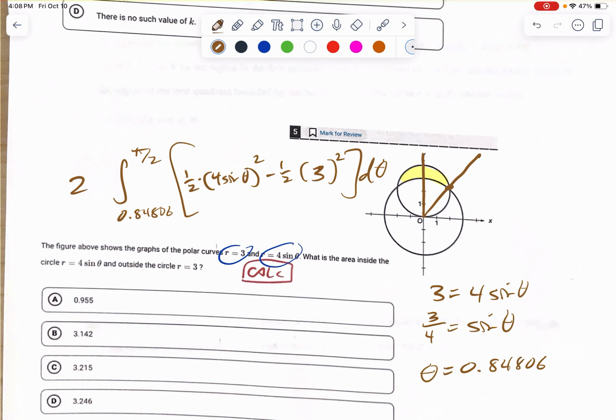That 0.84806 is an intermediate number. That's why I have it to more than 3 decimal places. Sometimes intermediate rounding causes problems.